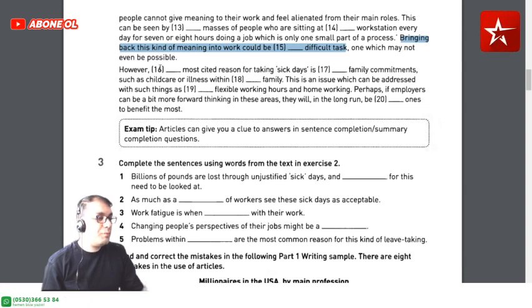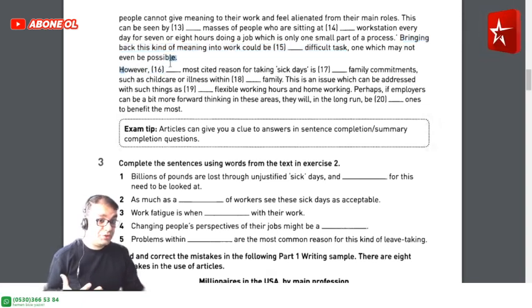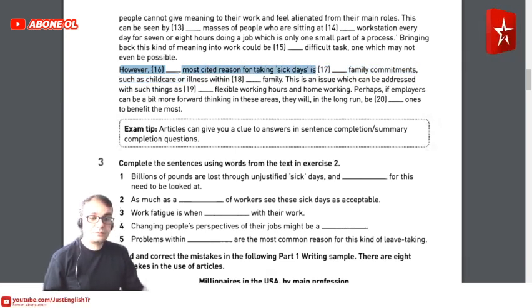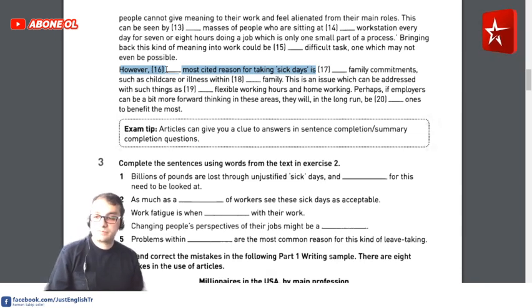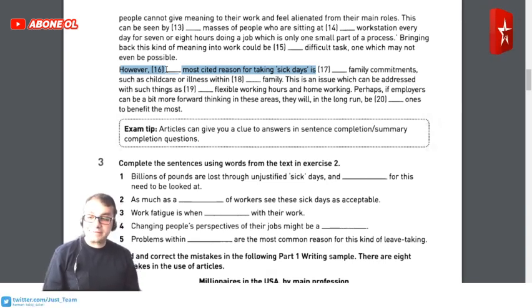Okay, let's go to 16. However, remember we are using a bridge here. However, what do you think here? 16, what are we using? The most. Correct. Hazal and Nisanur, thank you so much. Correct. Gökhan, thank you. The most, we are using the here. Okay, let's go to 17.